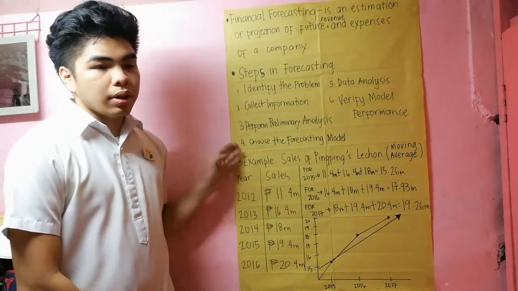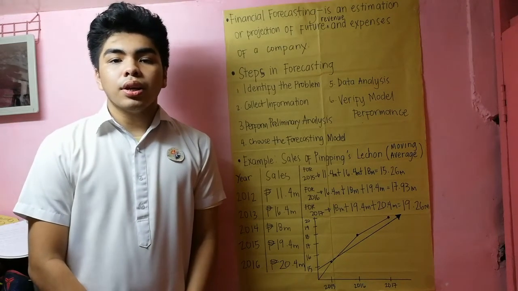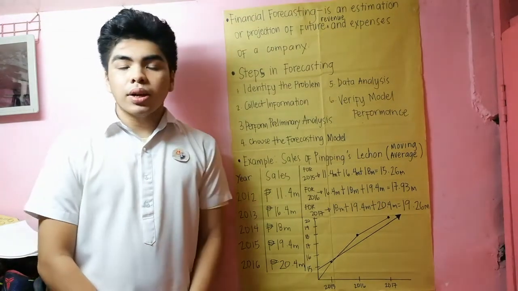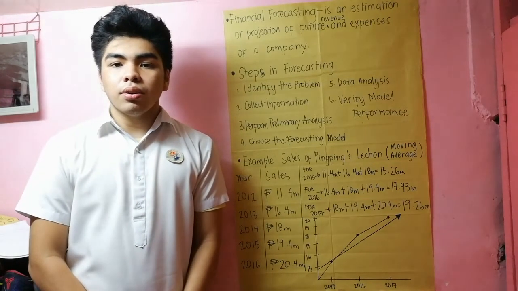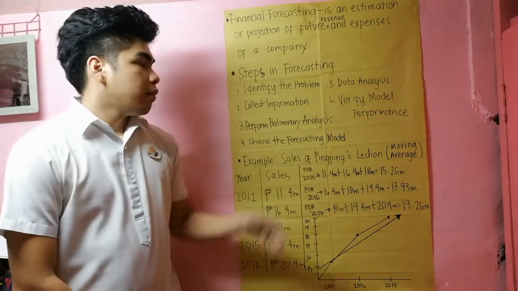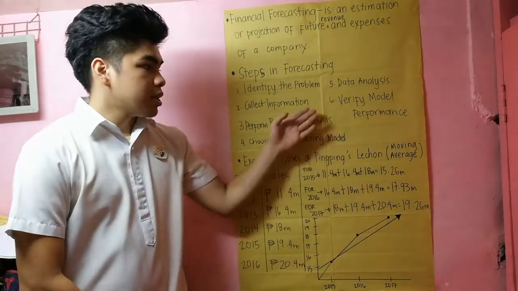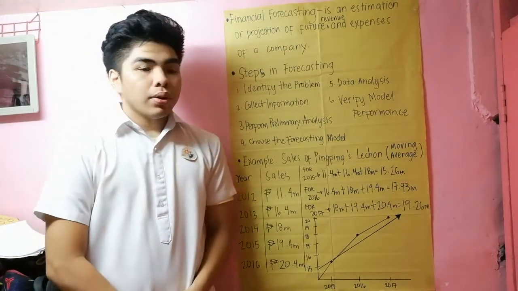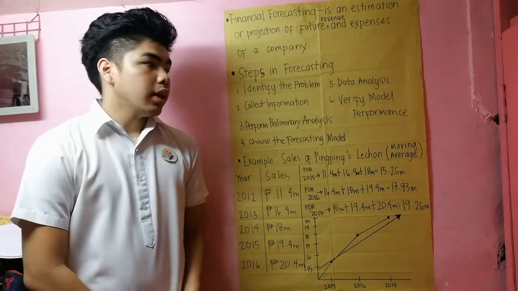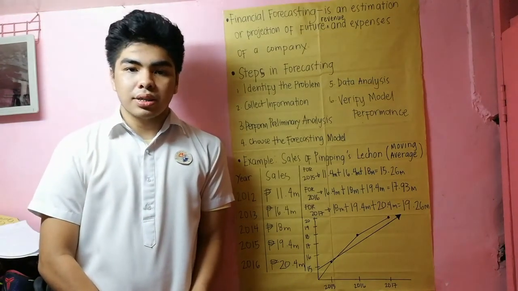Fourth, choose the forecasting model. Once all the information is collected, you may now choose the forecasting method that you think will give you the best possible prediction. Remember that there is not one single forecasting model that works in all situations. It depends on the availability and the nature of the data. Fifth, data analysis. Run your data through the forecasting model you have chosen. Sixth, verify model performance. When the time comes, it is important for you to compare your forecast to the actual data. This may allow you to evaluate the accuracy of the model you have chosen and the entire process.